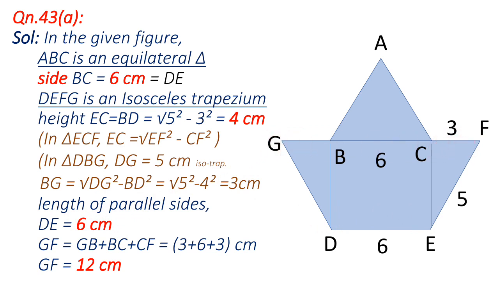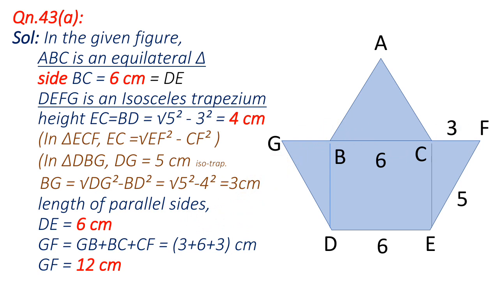So see how the length of GF is calculated. GF is equal to GB plus BC plus CF. So this length plus this length plus this length, and this one is 3 centimeter, as we have calculated. So here this GF becomes 12 centimeter, 3 plus 6 plus 3, correct?